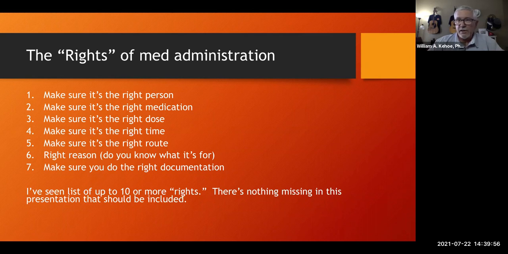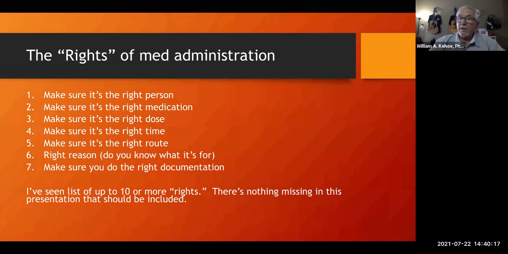So always make sure. Now, you're caring for them all the time, so you know who they are by sight, you know their name. In the hospital, we have nurses. If you're in the hospital, the nurse will ask you your name, and then he or she is going to ask you your birth date, or they may ask you to show them your admission bracelet or whatever.